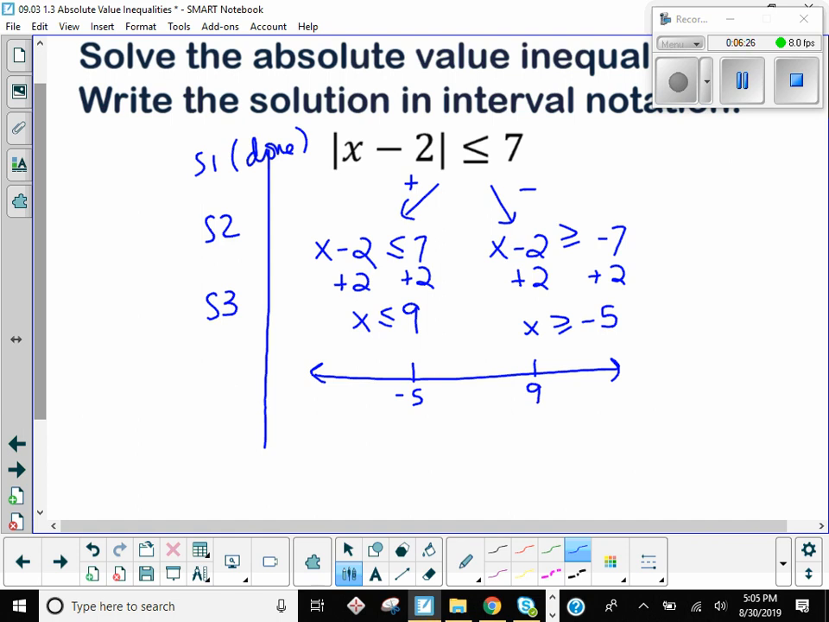On this left inequality, x less than or equal to 9, the mouth is opening to the bigger value, pointing to the smaller. So I need all values less than 9 with a straight bracket because of the equal bar. And then for the second one, I need everything bigger than or equal to negative 5. So that's to the right of negative 5 and to the left of 9.